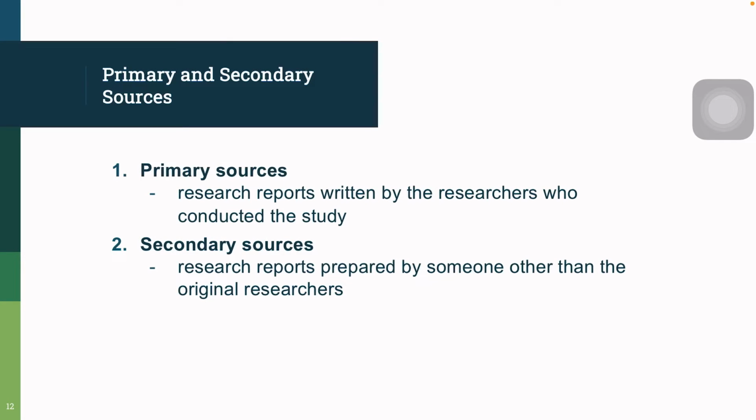Okay. Now for primary and secondary sources, literature review is with primary sources rather. These are research reports written by the researchers who conducted the study, and the secondary source is by someone else. So research reports prepared by someone other than the original researchers. Now when you conduct a literature review, this would be an example of a secondary source already.